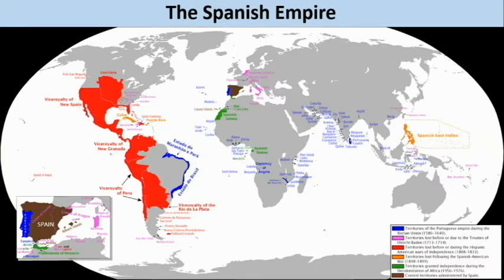We're going to talk about the Spanish Empire first, because that was probably the most direct outcome of Columbus's journeys. You can see here all the New World colonies of Spain in red, and it is quite extensive, especially compared to the small, isolated Spanish kingdom here at the Iberian Peninsula in Europe.